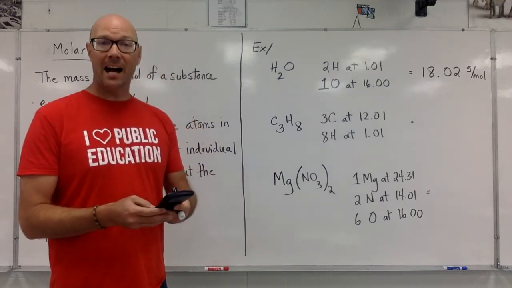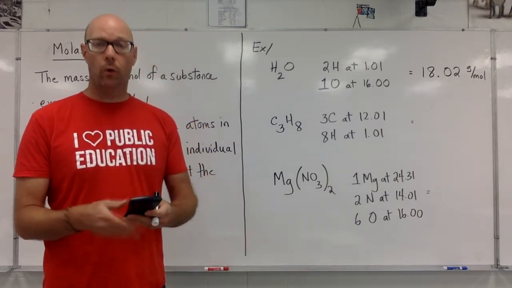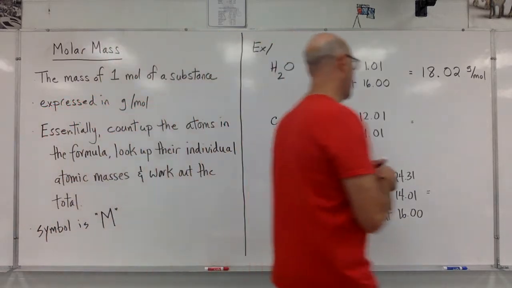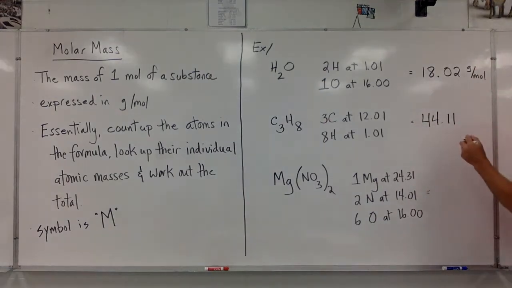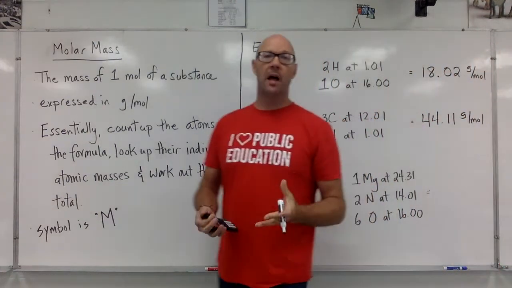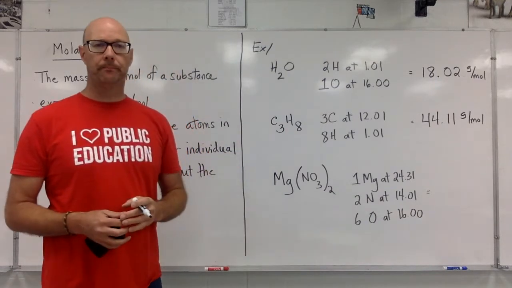And there's 8 hydrogens. Each of them 1.01. When I do the math there, I arrive at 44.11 and the units grams per mole. That's the molar mass of propane, C3H8.